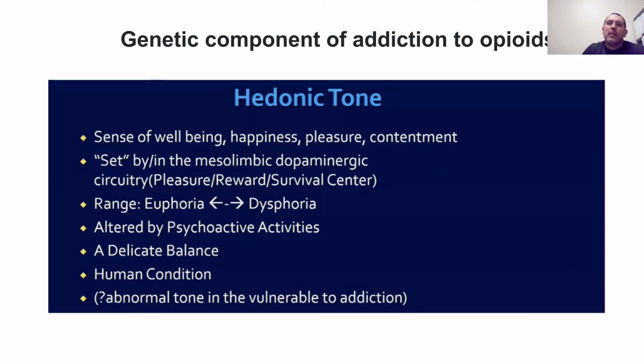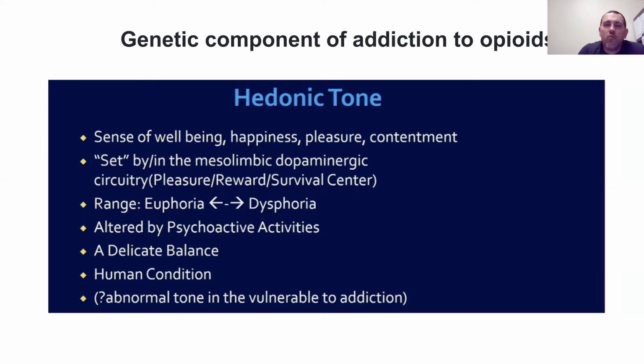So along this line, when we talk about the brain and maybe that analogy with depression, we talk about a hedonic tone in people's brain. That hedonic tone that we have in our limbic system gives us a sense of well-being, happiness, pleasure, contentment. It's set by the mesolimbic dopaminergic circuitry. It's that combination of pleasure, reward, and survival center.